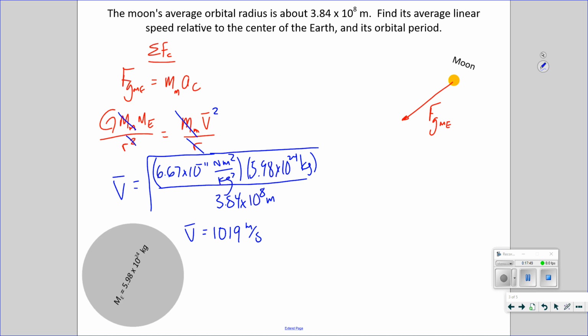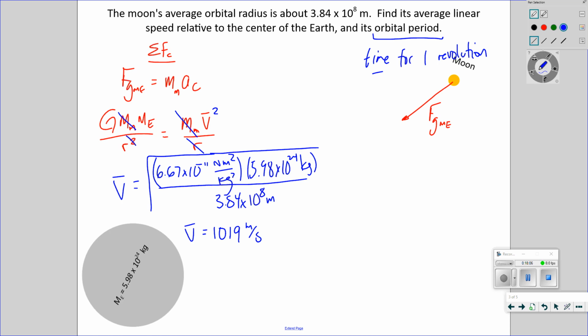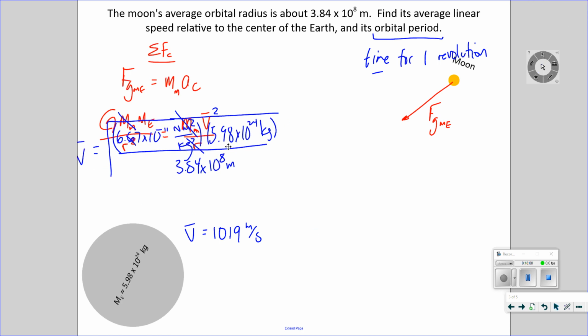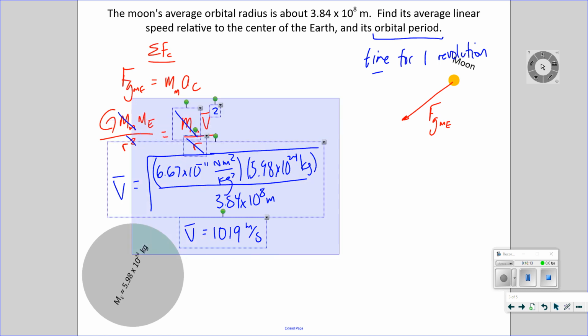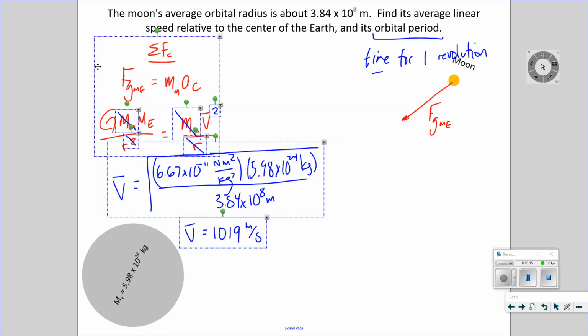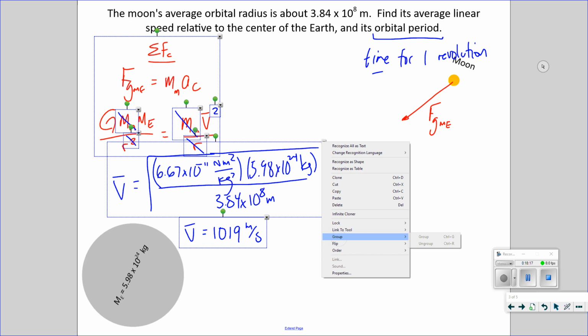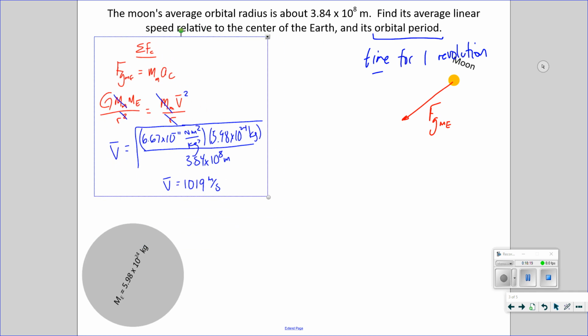Now, what does that mean about the moon's orbital period? Remember, period means time for one revolution, in this case, one path around the Earth. Well, this is an important derivation to be able to do also. This was actually asked on the AP exam, I believe in spring of 2019.